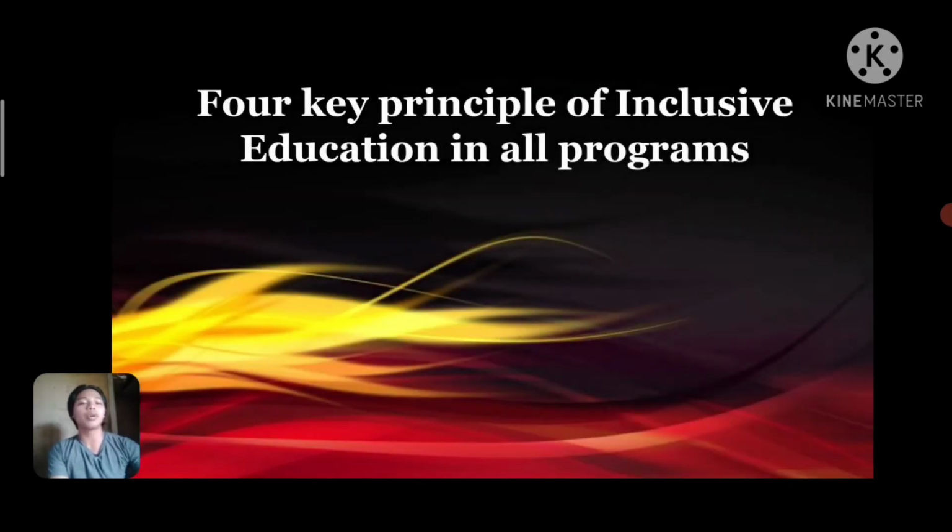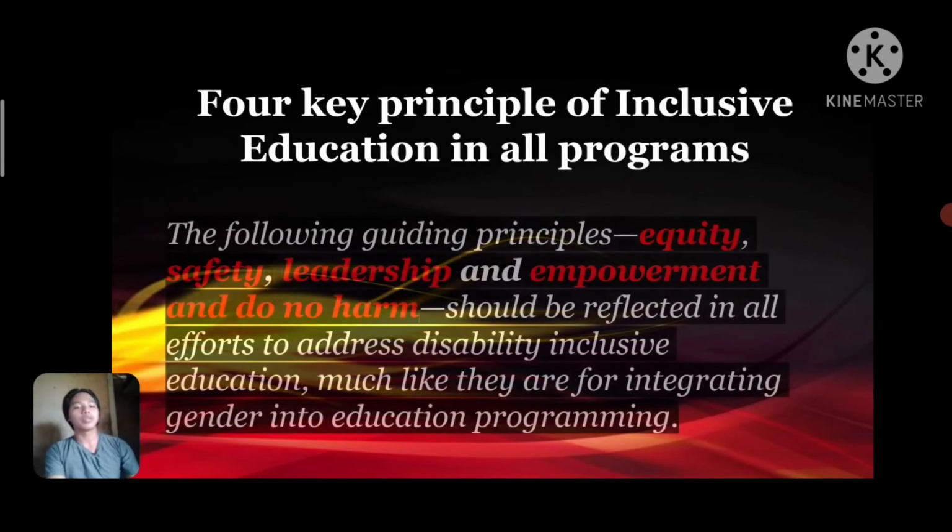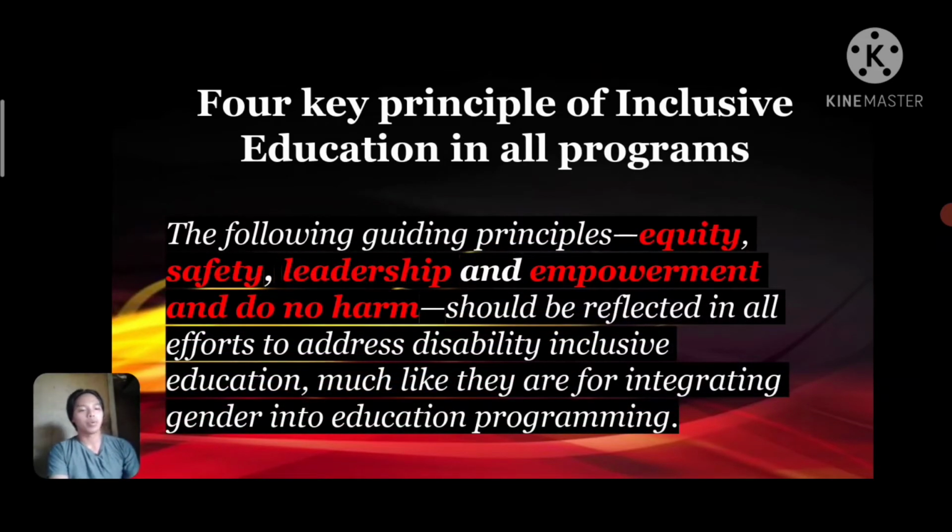Next are the four key principles of education in all programs. The following guiding principles are equity, safety, leadership and empowerment, and do no harm. These principles serve as a guide when integrating inclusive education in every educational program. Equity promotes fairness and equality. Safety talks about the safety of the learners.